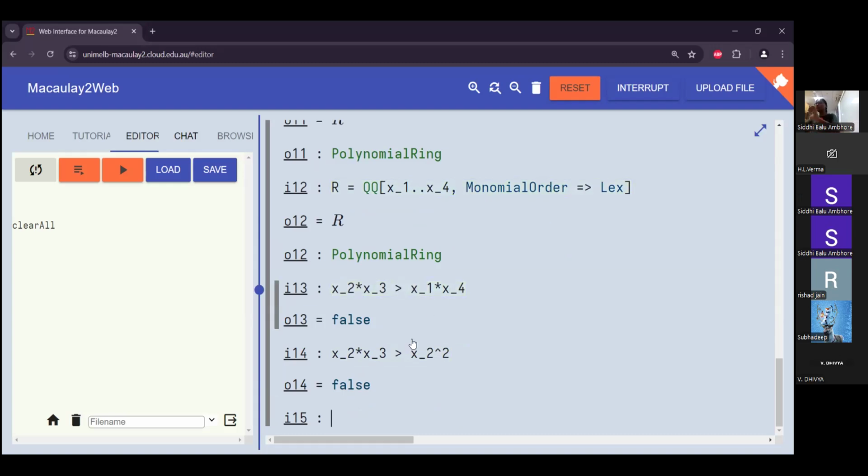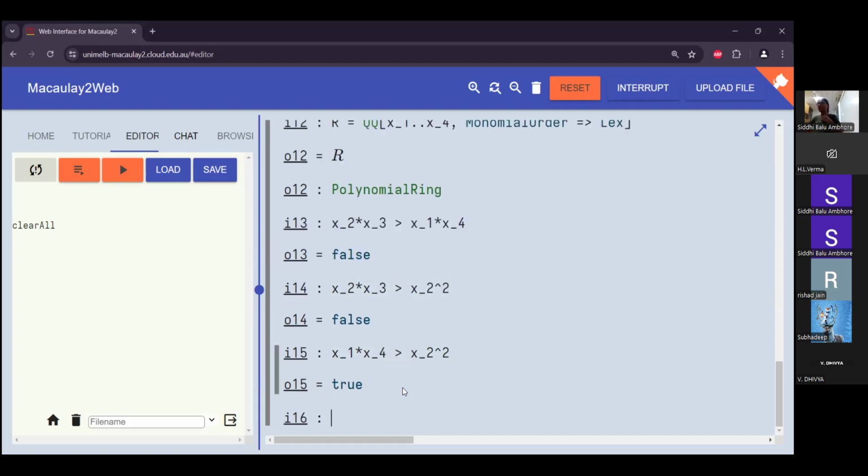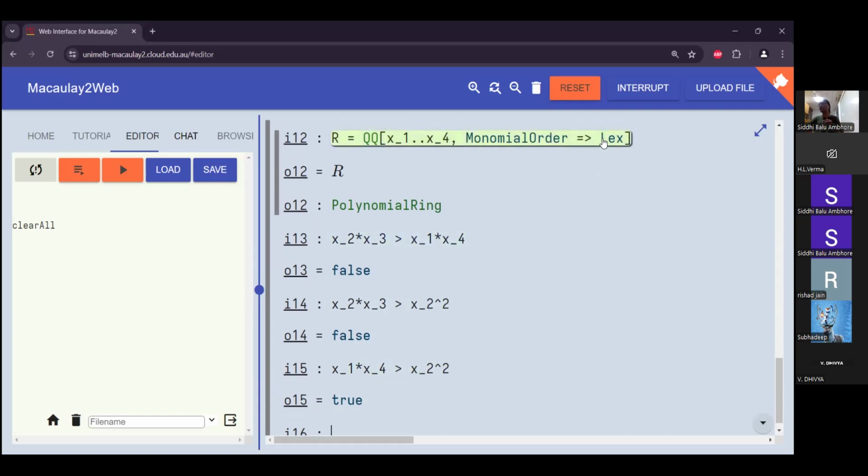Great. So x2, x3 is smallest, which we know. Now we will compare x1, x4 and x2 square. We will see whether x1 star x4 is greater than x2 square or not. And it says true. So x2, x3 is smallest and x1, x4 is largest in this set A with respect to lexicographic order. Please note that it is with respect to lexicographic order.